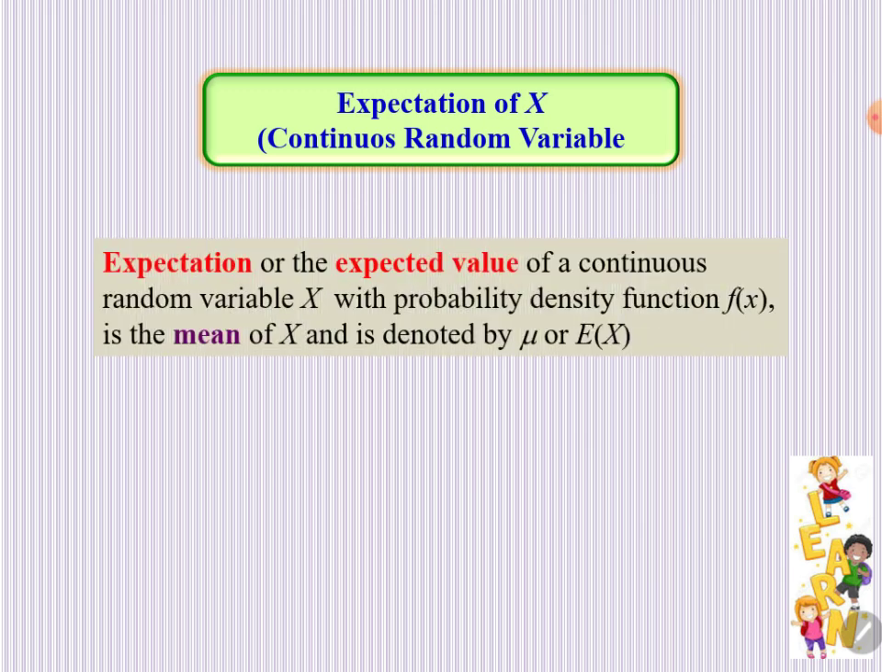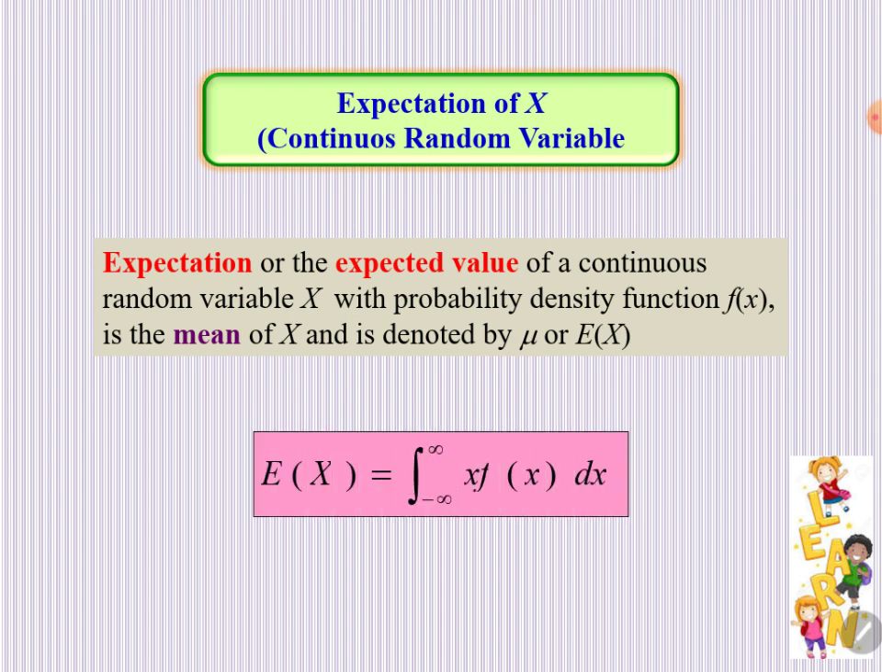So the expectation or the expected value of a continuous random variable x with probability density function f of x is the mean of x and is denoted by mu or E of x. So for the formula here, we still need to multiply the value of x with its probability, which for the continuous random variable is the function f of x, and we cannot total up everything. We need to integrate from negative infinity to infinity with respect to x.